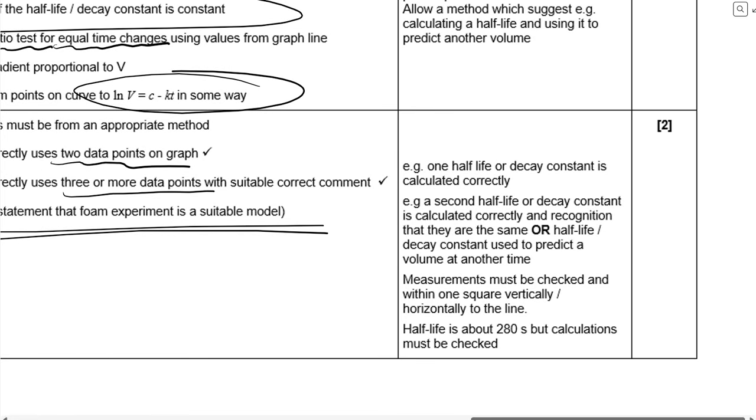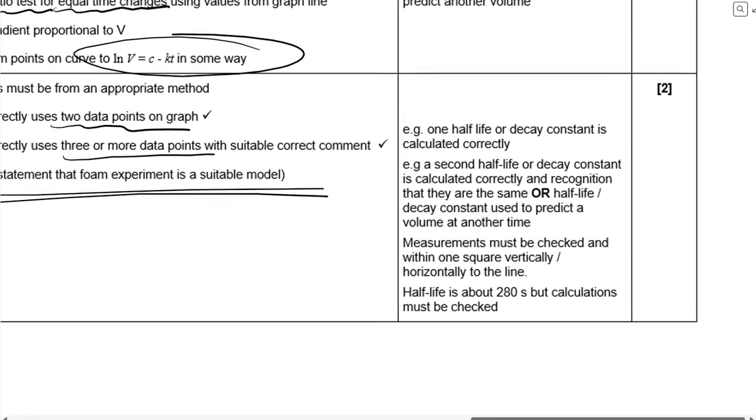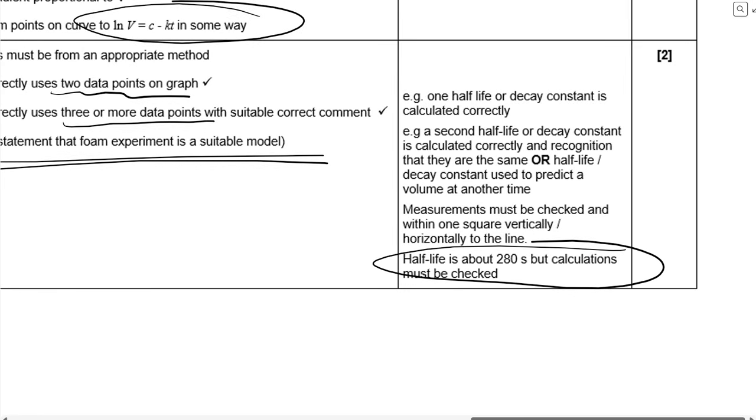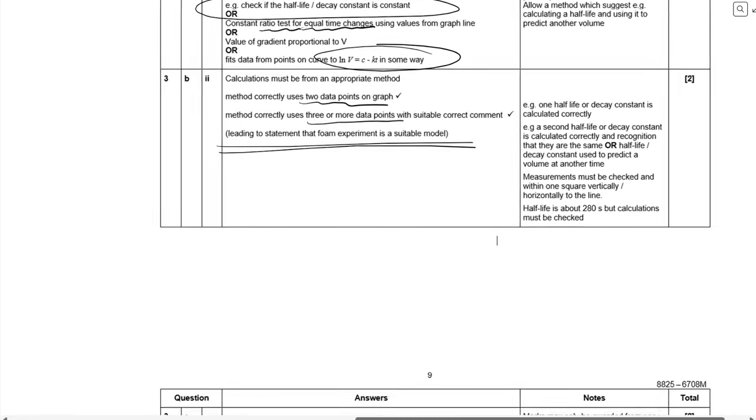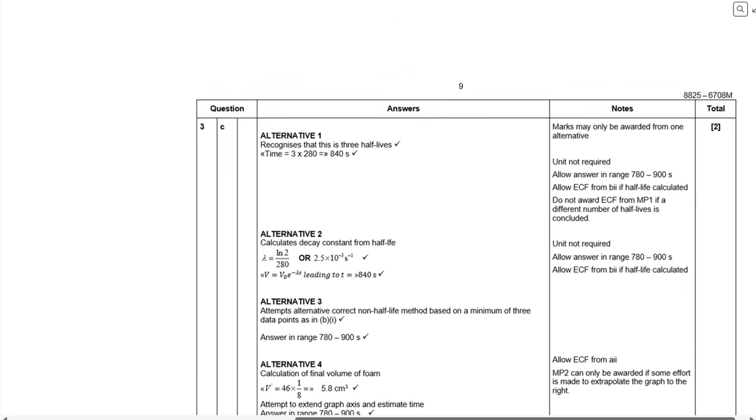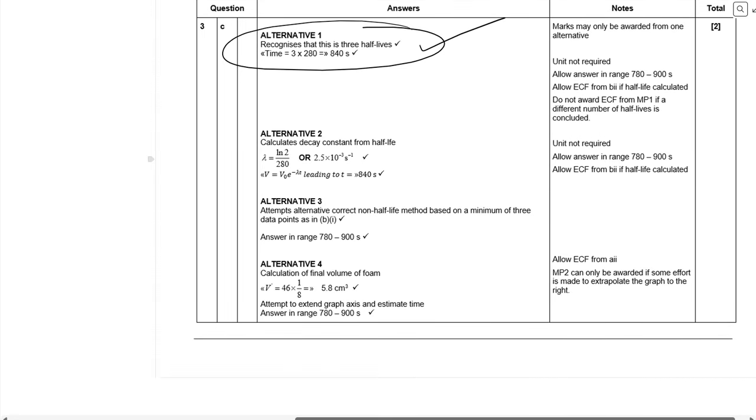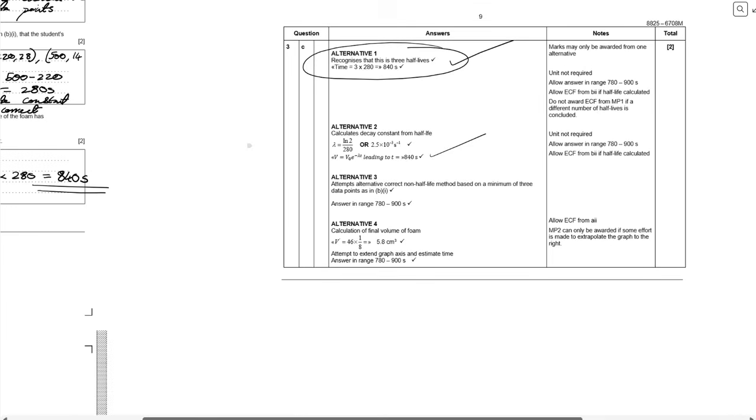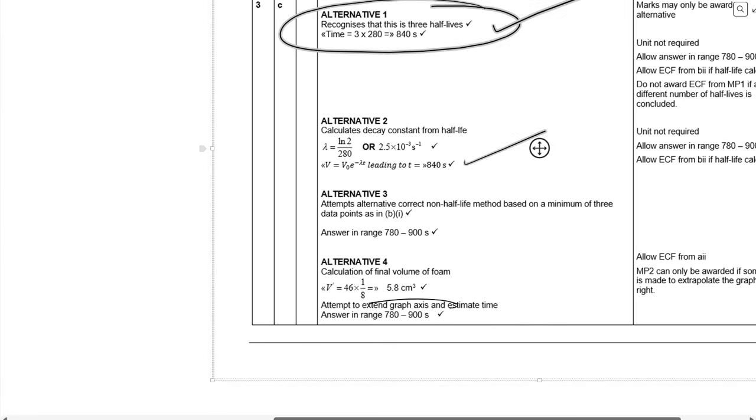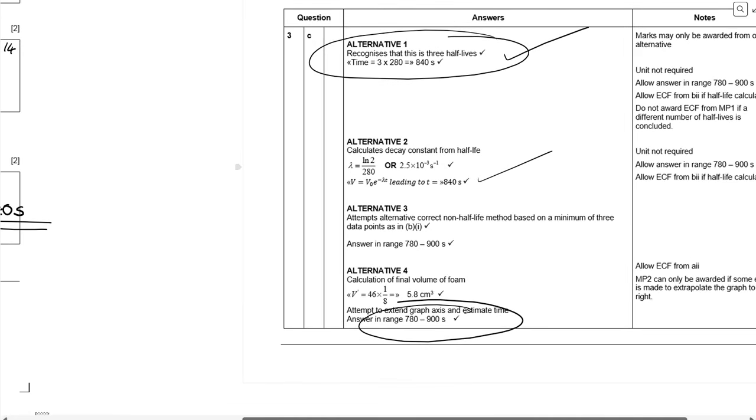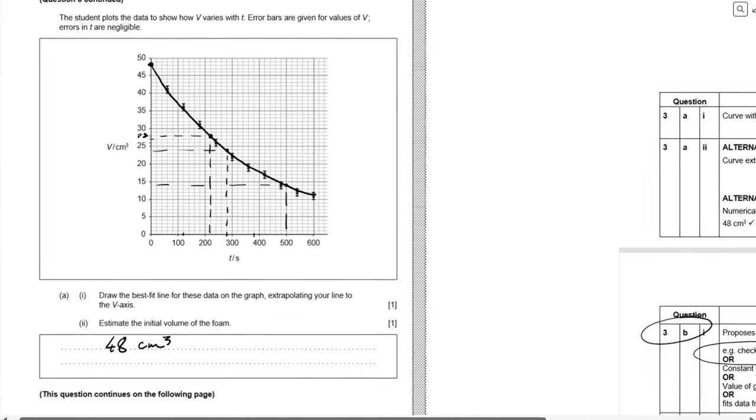Is there anything else? Half-life is about 280 seconds. Okay, so we got it on the dot. Recognizes that this is 3 half-lives. We did that. 840 seconds. And yep, that is perfect. So that is how we do this question. You're allowed an answer in the range of 280 to 900, so you should be getting this question right, even if your graph isn't perfect.